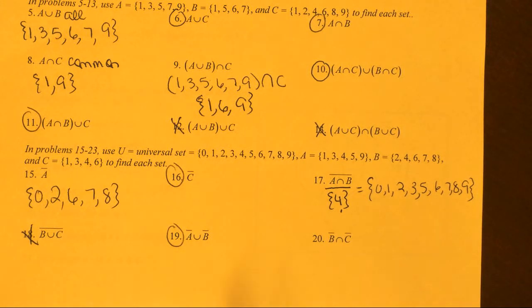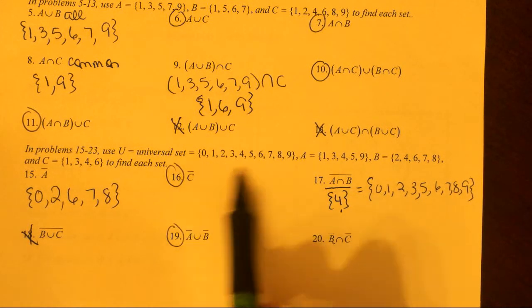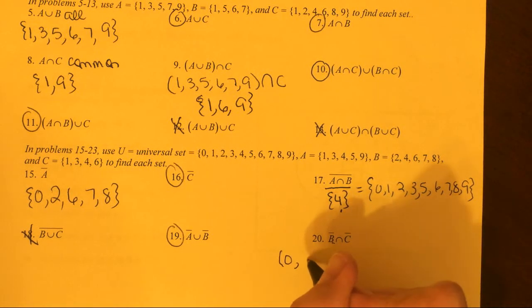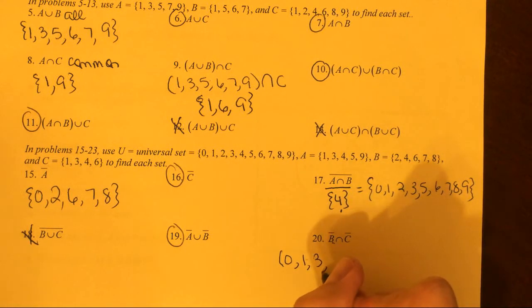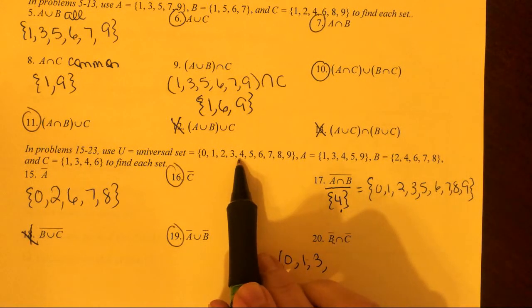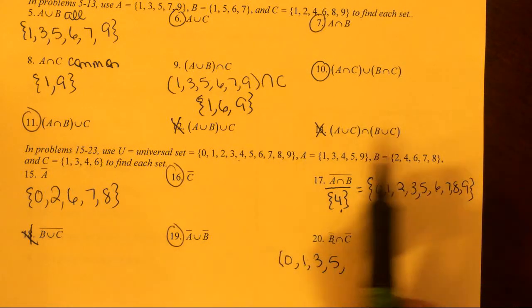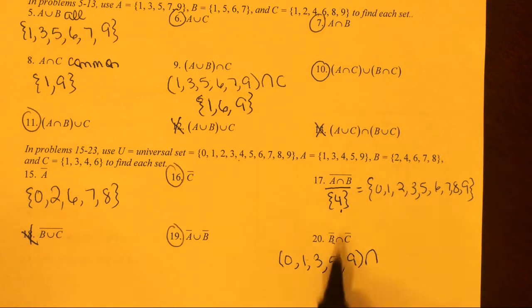So 20 wants me to go find the complement of B, the complement of C, and then go find their intersection. So the complement of B is everything in the universal that's not in B. So 0, 1, 2's in both of them, 3, 4's in both of them, 5, 6 is in both of them, 7's in both of them, 8's in both of them, and then 9. Okay, so the complement of B is 0, 1, 3, 5, 9.